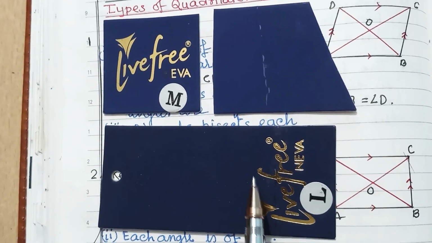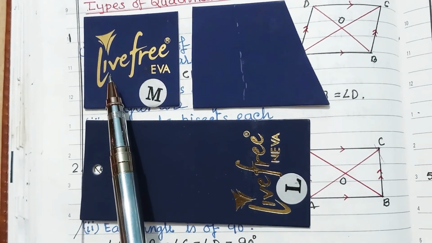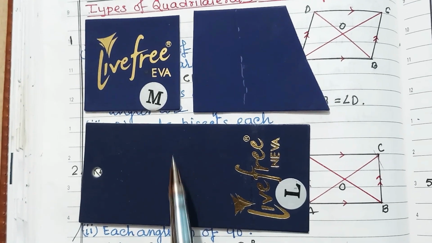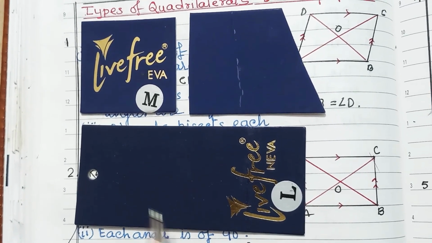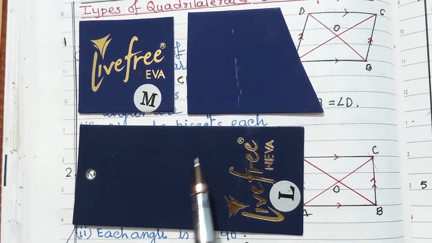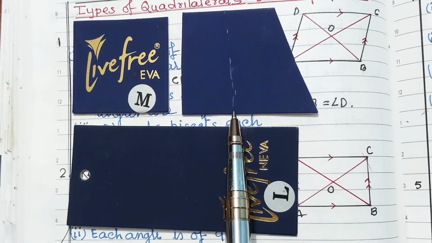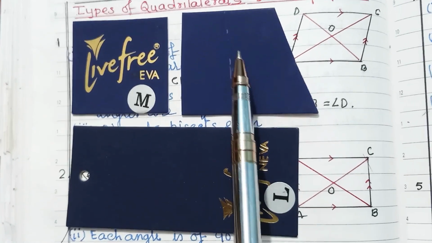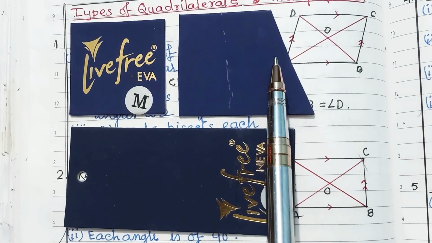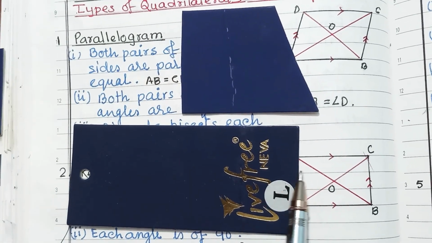Three shapes I have kept here. One has all sides equal; it is a square, you know very well. In another, opposite sides are equal, one pair and another pair, so it is a rectangle. Here one pair is parallel, but the other pair is not parallel, so it is a trapezium. So there are different types of quadrilateral.